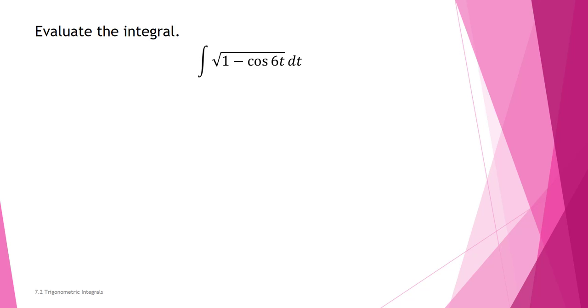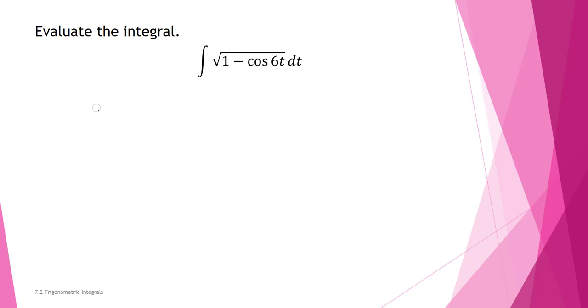I wanted to give you guys one example of sort of a non-standard trig integral. So when I say non-standard, I mean that a nice u substitution doesn't work out. The idea with all of these is basically to do some sort of algebra to change the way the integrand looks. In my example, I have the square root of 1 minus cosine 6t, and I need the antiderivative here.